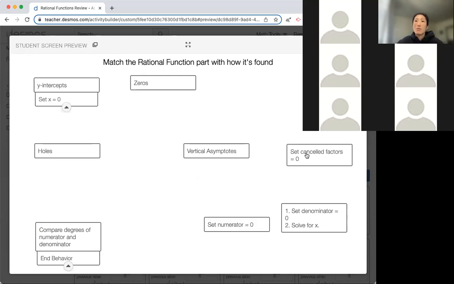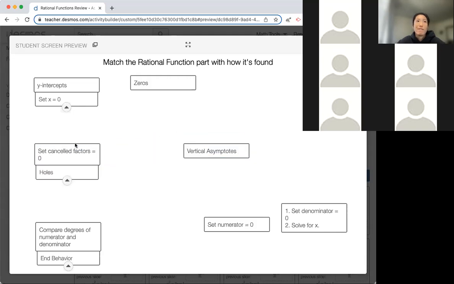Canceled factors. At some point in our lessons last week, we ended up with one factor on the top and one factor on the bottom. That's how we got 0 over 0, and that one does in fact get you the holes. So we just click and drag that one over, and we've matched holes with set canceled factors equal 0.